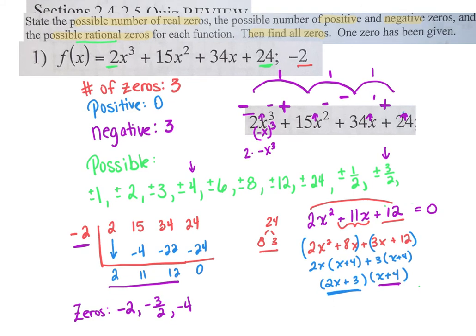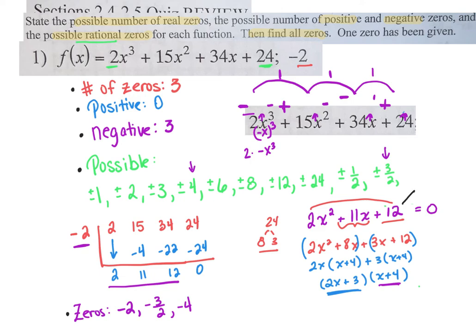So when you do this, I expect to see this list, right? I expect to see it listed: number of zeros, positive, negative, possible zeros, and actual zeros. So I'm looking for those 5 things when you do this particular problem.